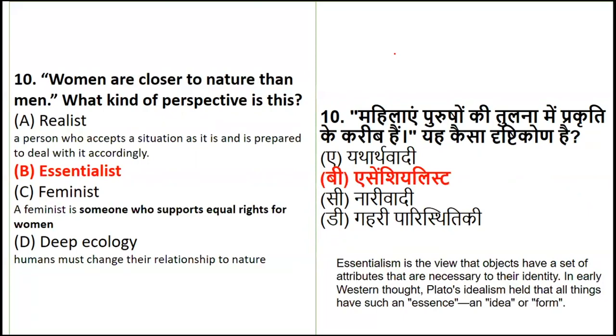Now, if you are not aware of all these options, I'll explain all the options first. A realist is a person who accepts the situation and is prepared to deal with it accordingly. Essentialist means the object has a set of attributes, the qualities that are necessary to its identity. In Western thought, Plato's idealism held that all things have such an essence, that is idea or form. So essentialist is the view that women are closer to nature as compared to men. Feminist is the one who supports equal rights for women. And deep ecology says humans must change their relationship to nature, so you have to have a deep understanding of and bonding with nature.